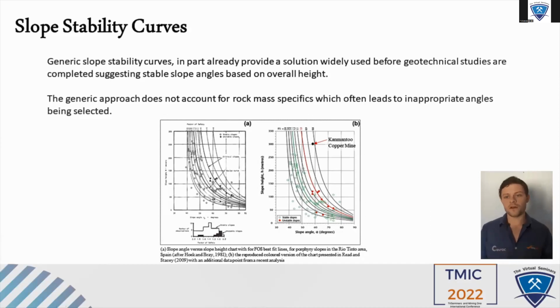The trouble with these is that they are very generic. So there's no accounting for rock mass specifics. Here we have a plot on the right showing Kaman 2 copper mine, where Mining One has done some work. And the indication from this graph is that the slopes there would be highly unstable and inappropriate. But actually, they are stable in modelling, and the actual excavation has shown to be stable. So really, you start to think, are these appropriate?